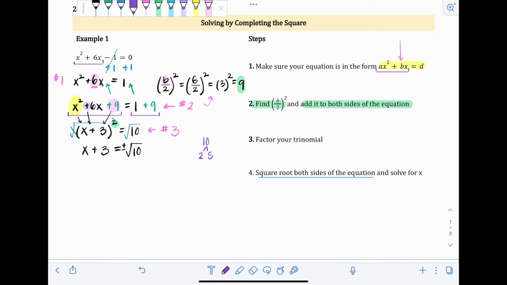And then now I just have to get the x by itself. So I want to cancel out that 3 that's being added. So I have to subtract 3 from both sides. So then I do x equals, the 3 minus 3 cancels out. And then remember, we write the normal number without the radical first. So we'd write negative 3 first, and then plus or minus the square root of 10 second.